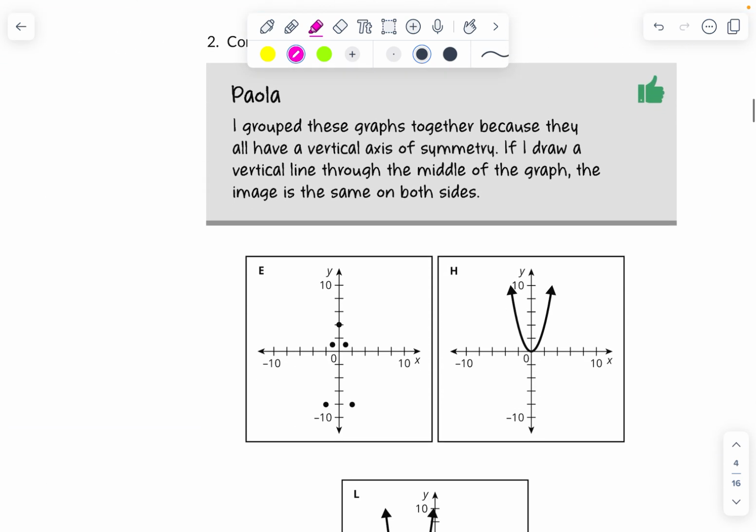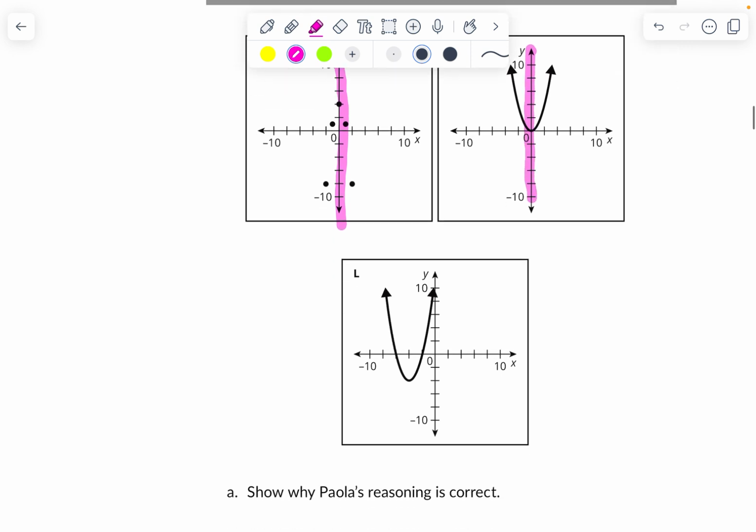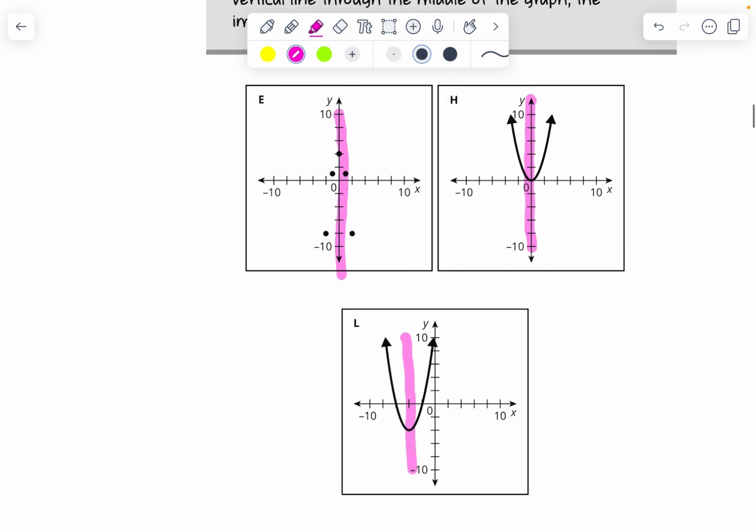Okay. Now, next we have Paola. Paola has grouped some graphs together because they all have what she says is a vertical axis of symmetry. She said, if I draw a vertical line through the middle of the graph, the image looks the same. Well, let's see if she's right. Guys, this is a vertical line, okay? I didn't do a good job of that vertical line. This is a vertical line. And she said you have to draw it through the center of the shape. That's a vertical line. And if you look, all 3 of these, she's right.